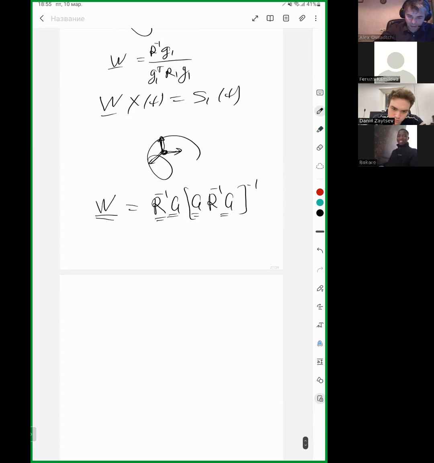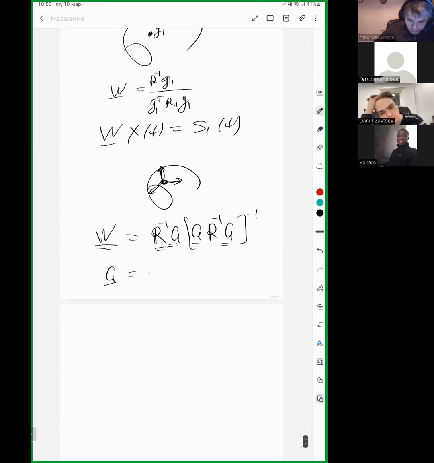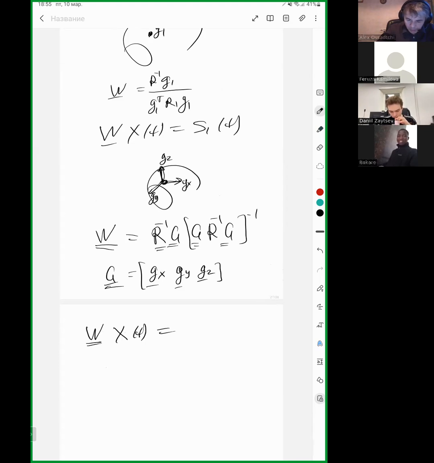And in this case, G is simply GX, GY, GZ, the topographies of these three dipoles, right? So it's GX, GY, GZ, or the other way around, but anyway, it doesn't matter. Then you simply multiply your W by X of T, and you get S first source X of T, S first source Y of T, S first source Z of T, okay?